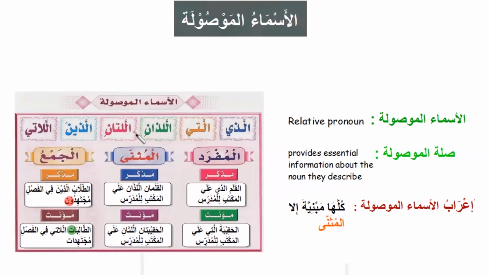We'll look at it later. They have a special way of changing. Why? You can see that they already have a kasra at the end. Allazani, you see there's a kasra at the end. Allatani, you see there's a kasra at the end. So if something like a harf jar comes before them, what will happen? You cannot put another kasra again. It's already kasra.